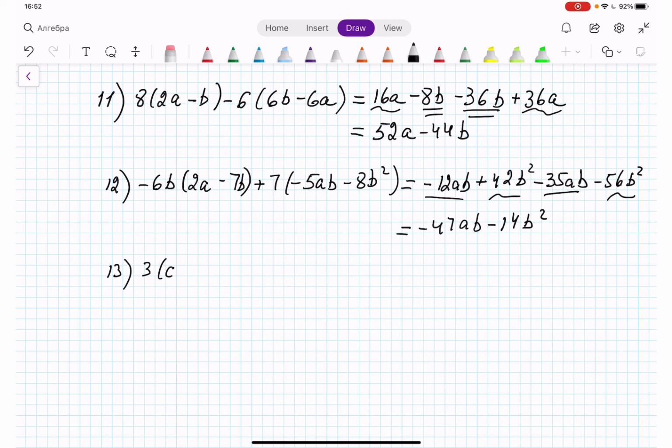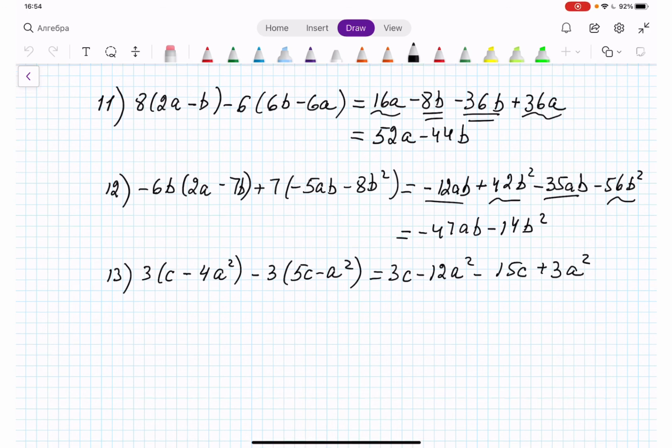All right, question number 13. Three times c minus 4a squared, minus 3 times 5c minus a squared, and we are getting 3c minus 12a squared, and then minus 15c plus 3a squared.